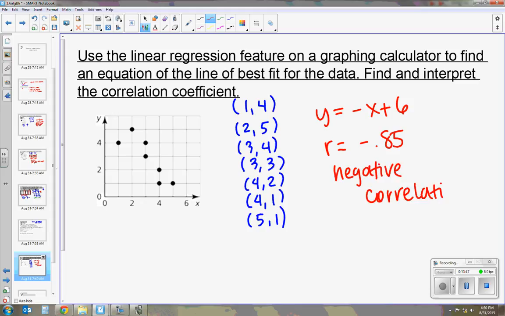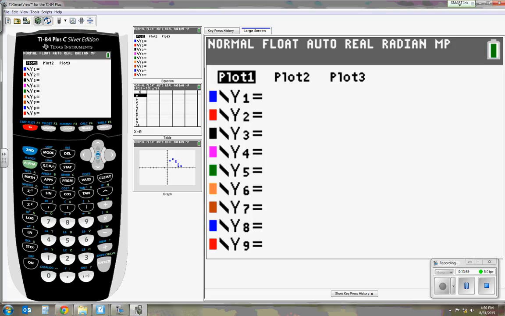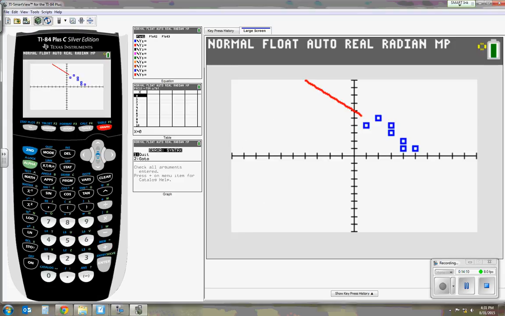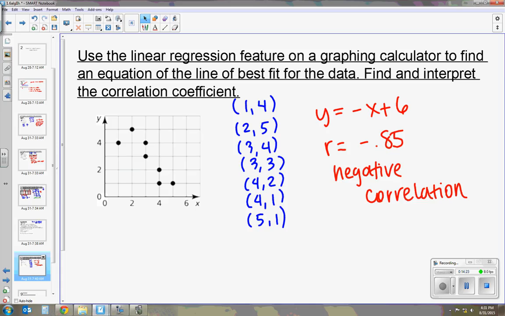Now, if you want to see what this graph looks like, what we can do is go back to our calculator, okay, and we can plug in this equation into y equals. So we can go to y equals, I'm going to put it in red, and I'm going to plot -x plus 6, because that was our equation, okay, and I'm going to hit graph. And if you notice, it's plotted all of our points as a scatter plot, and it's drawn our line of best fit in red, so you can see what that looks like. And that's it.